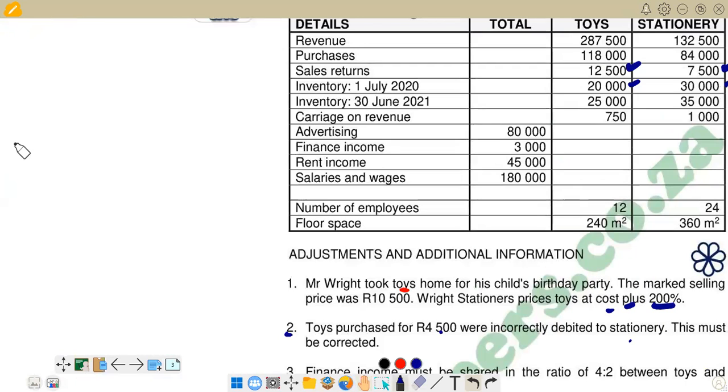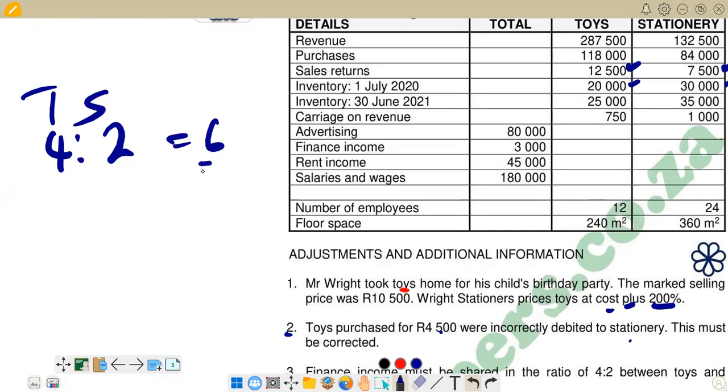So what does it mean? It means 4:2. So we have got toys and stationery. So the total figure that we have is 3,000. So what are you going to do? We add the 2. 4 plus 2, we get 6. And your 6 becomes your denominator. So here we are saying for toys, we are going to say 4/6 times the figure that we have there, which is 3,000.